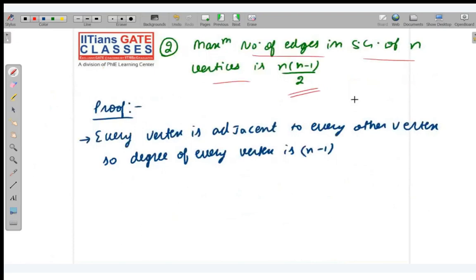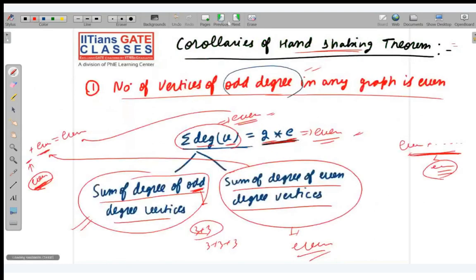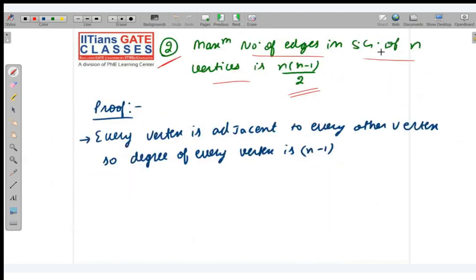Next is: maximum number of edges in a simple graph of n vertices is n into n minus 1 by 2. This is again a corollary, the second corollary of your handshaking theorem. So why is it true? Sorry, maximum number of edges. So what can be the maximum number of edges? See this. If we have 4 vertices, how many can the maximum be? We are considering simple graphs only. We are not jumping into multi and pseudo graphs and so on. For a simple graph, this is the case. We cannot add any other extra edge here. Similarly, for 3 vertices and for 2 vertices. For 5 vertices, what can you say?